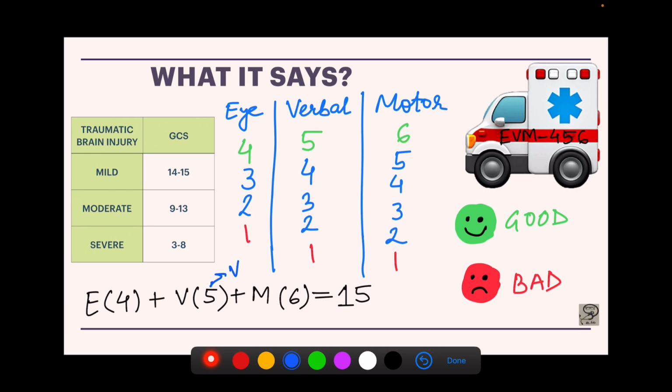So we understand that GCS says two things about a person. First of all, the prognosis, okay? The greater the score, the better the prognosis; the lesser the score, the worse the prognosis. Second, it tells us about the traumatic brain injury classification. Mild traumatic brain injury has a GCS of 14 to 15, moderate has a GCS of 9 to 13, and severe brain injury has a GCS of 3 to 8.